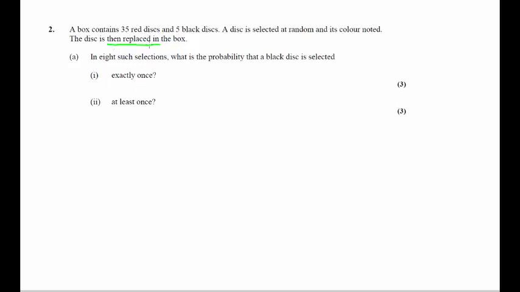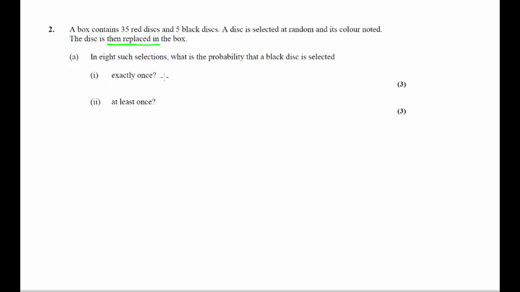If you didn't replace it, then the probability of drawing out a second disc would depend on what happened when you first put your hand in and drew out a disc. And so it's important here that they did note that the disc is replaced, which means we can use the binomial probability function. And so you make 8 selections.